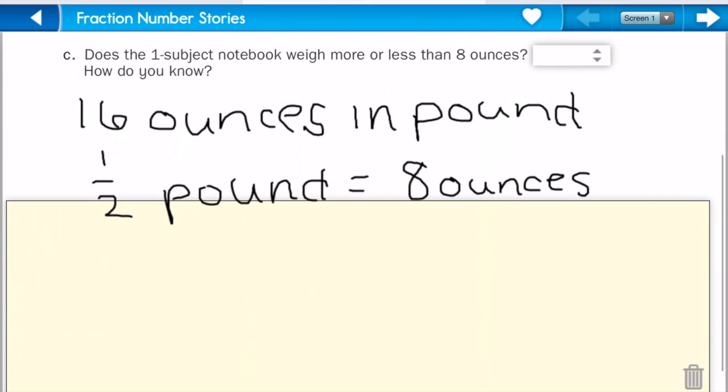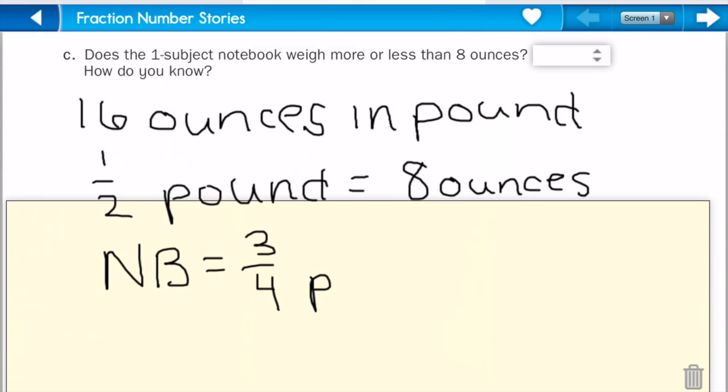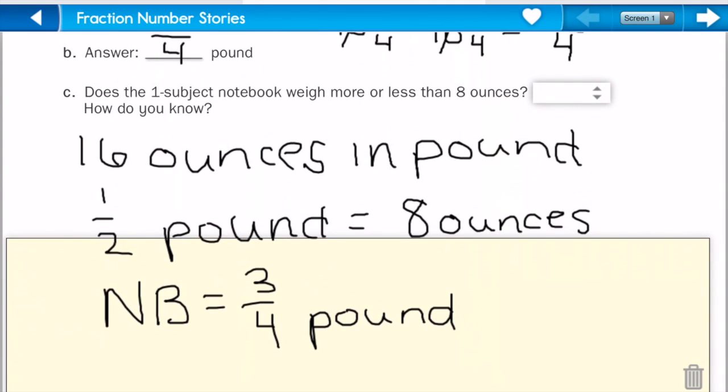Okay. So now I'm thinking the subject notebook. So I'm going to put NB for notebook. The notebook weighs 3/4 of a pound. So does the one subject notebook weigh more or less than 8 ounces? It weighs more because half a pound equals 8, and 3/4 is more.